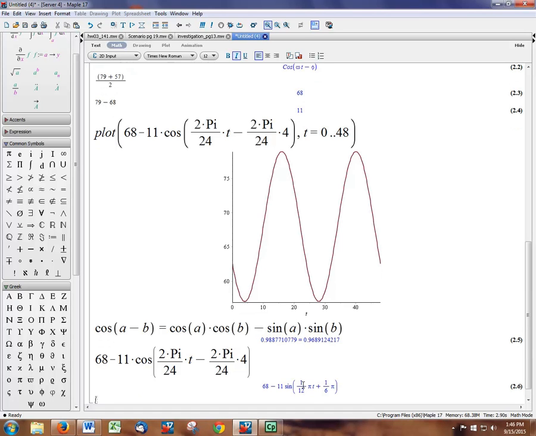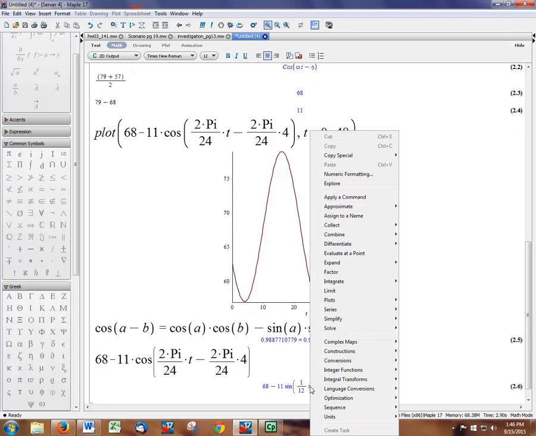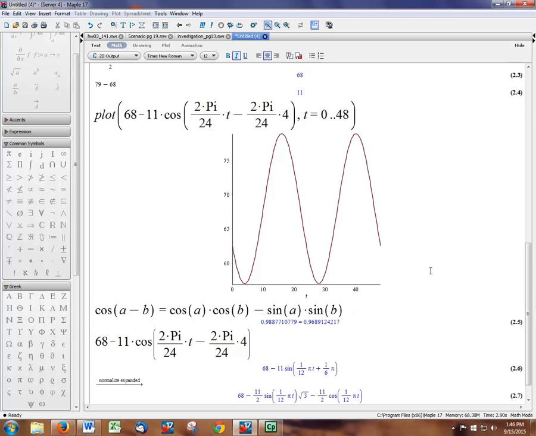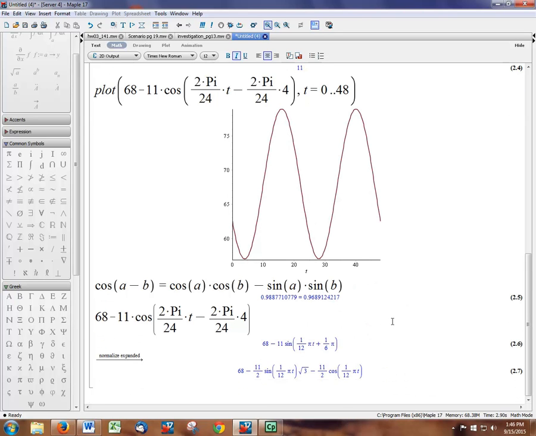Boy, Maple has already shifted that to sine. Maple should allow me to expand that. Let's see if I can expand that. Simplify, by normalized expand. Let's try that. There we go. Perfect.